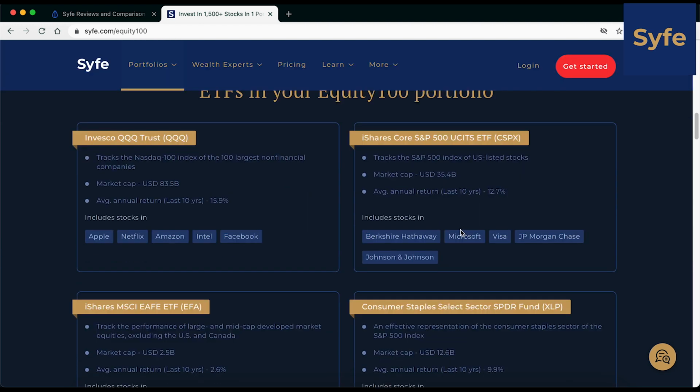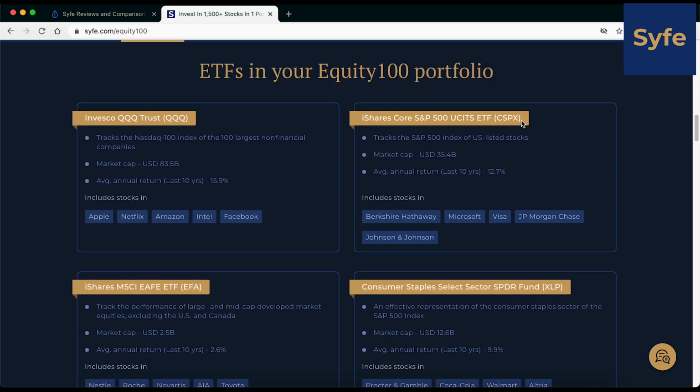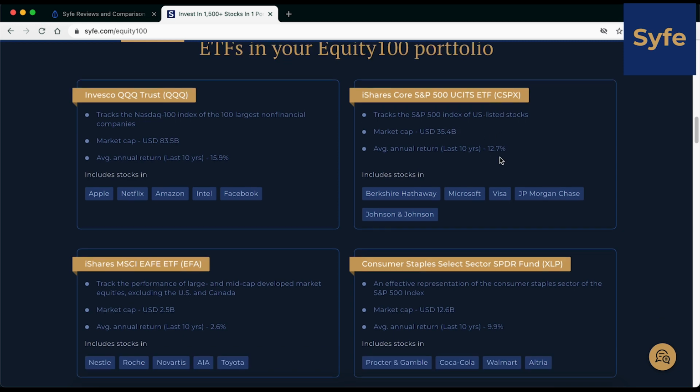And the ETFs in your Equity100 portfolio will be the Invesco QQQ Trust, that is your Nasdaq ETF. So you will track the Nasdaq 100, the 100 largest non-financial companies, mainly in the tech sector. So it includes Apple, Netflix, Amazon, Intel, and Facebook. They also have CSPX, that's the S&P 500 London Stock Exchange listed tracker fund. So average last year 12.7%.